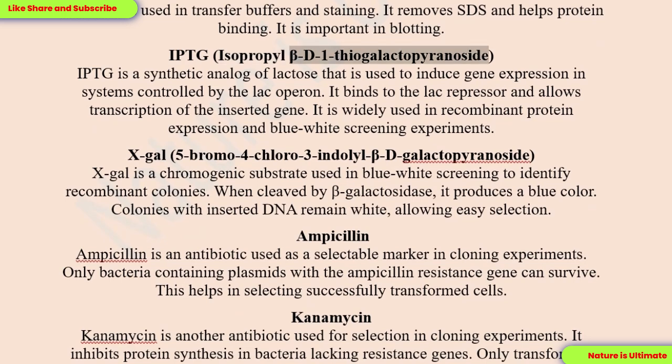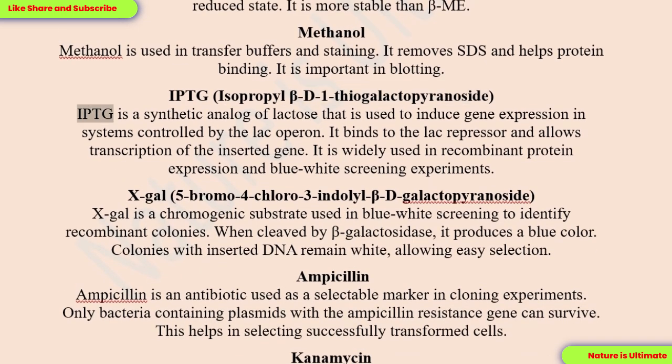IPTG, isopropyl beta-D-1-thiogalactopyranoside. IPTG is a synthetic analog of lactose that is used to induce gene expression in systems controlled by the Lac operon. It binds to the Lac repressor and allows transcription of the inserted gene. It is widely used in recombinant protein expression and blue-white screening experiments.